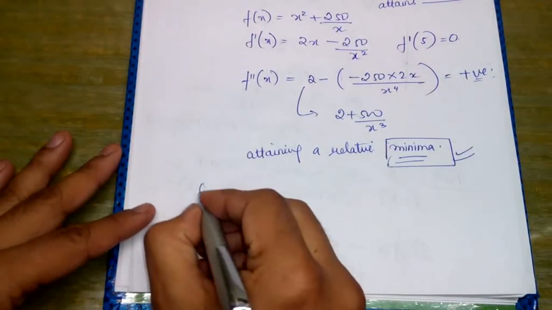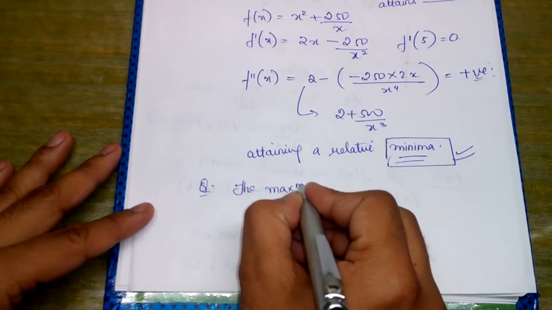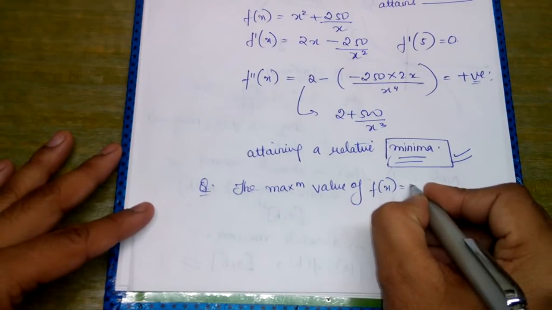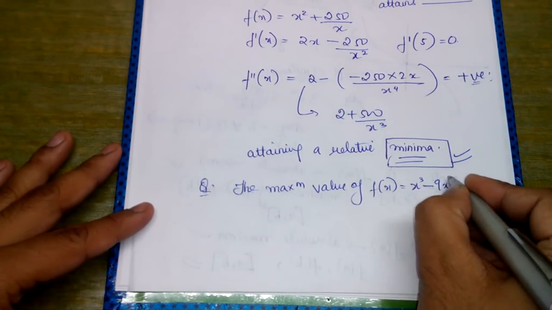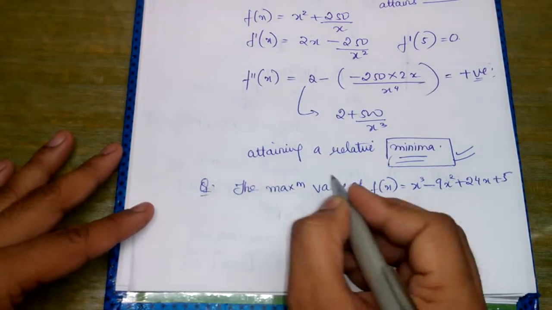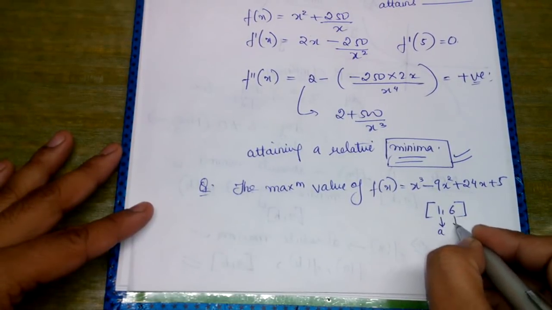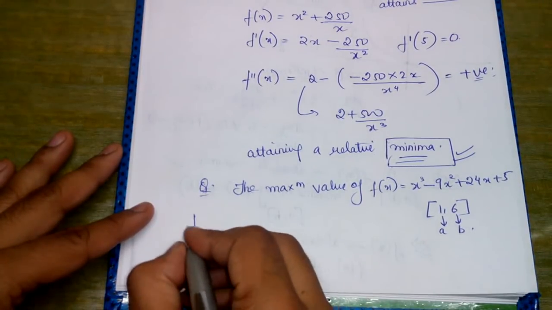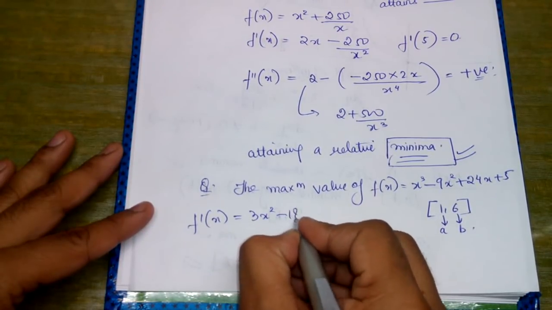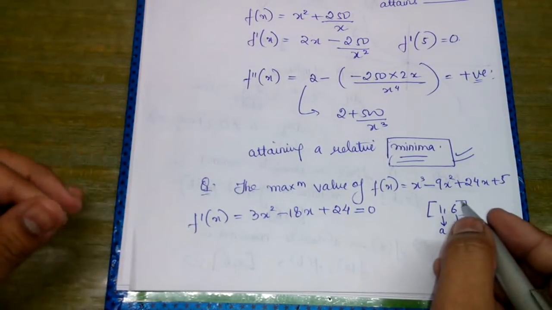Okay. So now let us do one more question, and the question asks for the maximum value of f of x, which has been given as x cube minus 9x square plus 24x plus 5, in the interval 1 to 6. So this has been given as a, this has been given as b. Let us first find out f dash x. So f dash x would be 3x square minus 18x plus 24, and this is going to be 0.